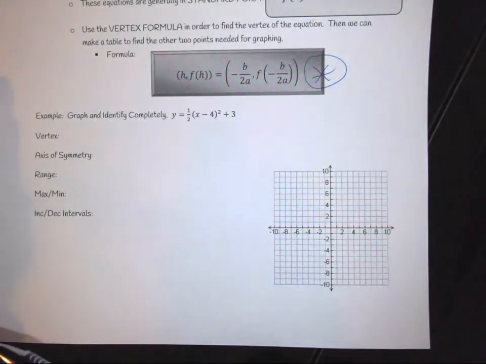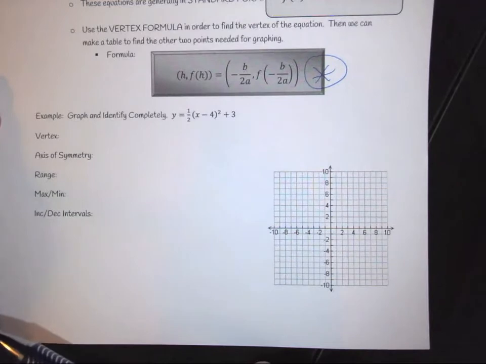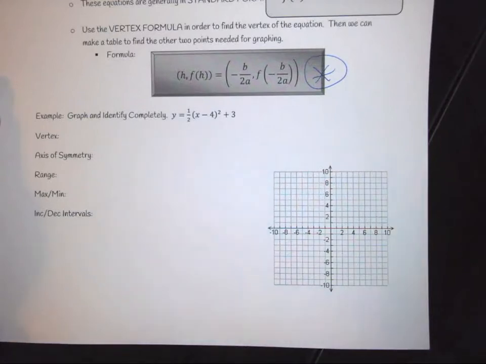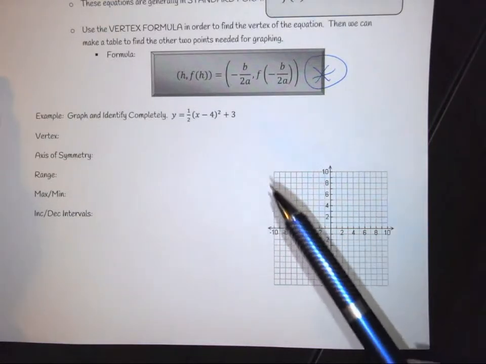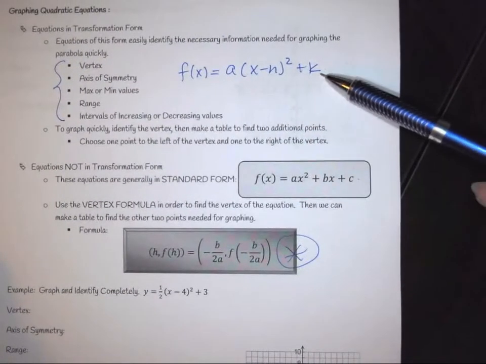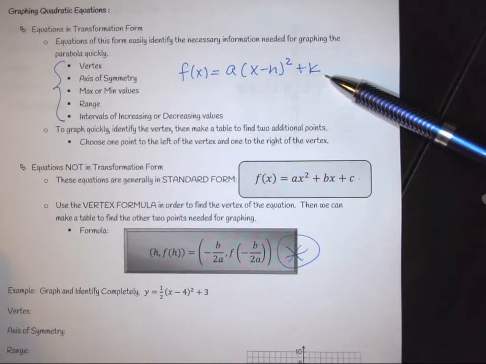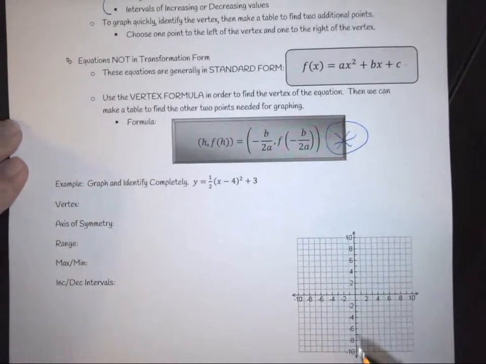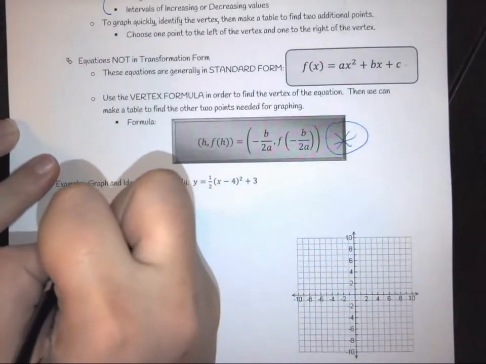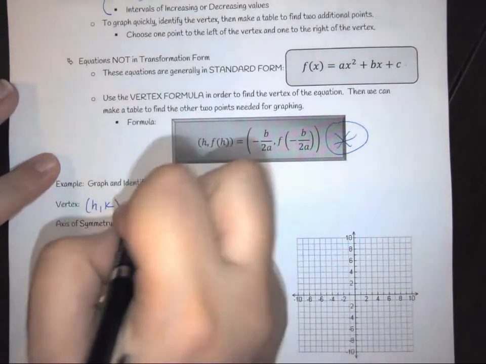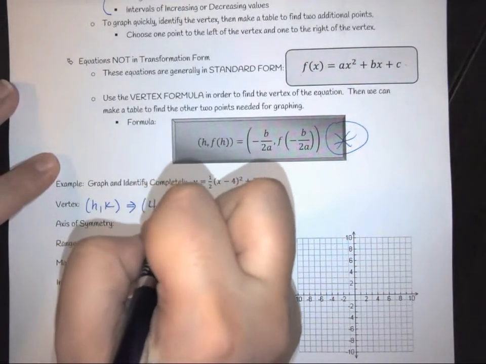So here we've got 1/2 times (x minus 4) squared plus 3. So the first thing you have to do is identify for yourself, is that transformation form or is it standard form? Well, in this case it's transformation form. If you look closely at the equation, notice it matches my transformation form here. Therefore, we can just simply pick the information we need directly out of the equation. Remember, your vertex is the point (h, k). So in this case, this means h is 4 and k is 3.